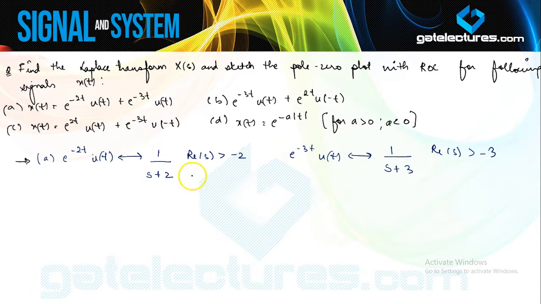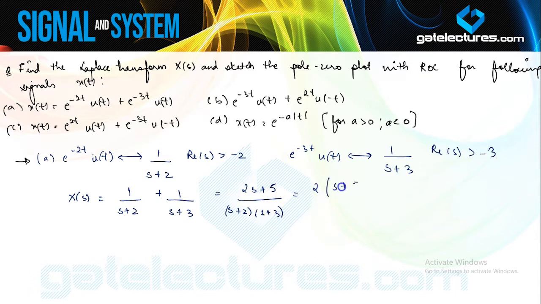Look, our only condition for the Laplace transform of a signal to occur is that if you're combining two signals, then there must be some intersection in their ROCs. Only if the ROCs of the two signals overlap, only then is the corresponding Laplace transform going to converge, going to exist. Then what is it going to be? 1/(s+2) plus 1/(s+3), which can be simplified, if you just perform this operation, to (2s+5)/((s+2)(s+3)). Or if I want to write it in pole-zero form, this is going to be 2(s+5/2)/((s+2)(s+3)).